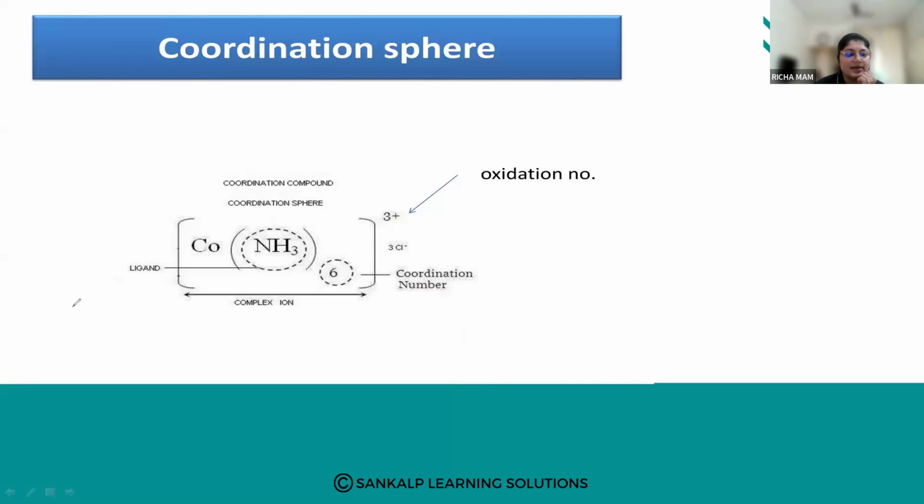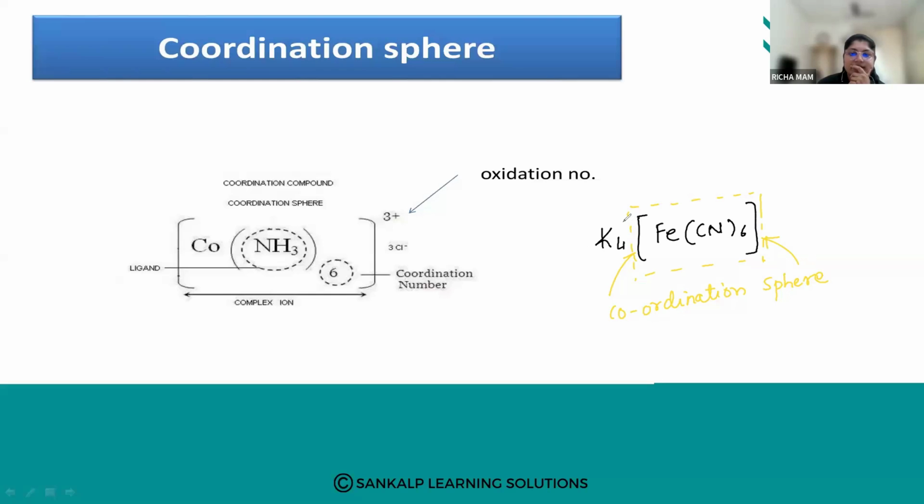Let us see an example again: K4[Fe(CN)6]. Now here, which is the coordination sphere, students? This is the coordination sphere. Whatever is written in the bracket represents your coordination sphere. So please remember the terms we are using. This is called the coordination sphere.